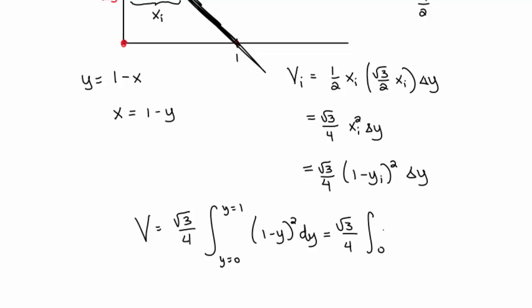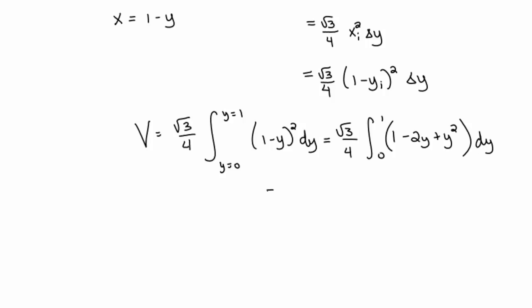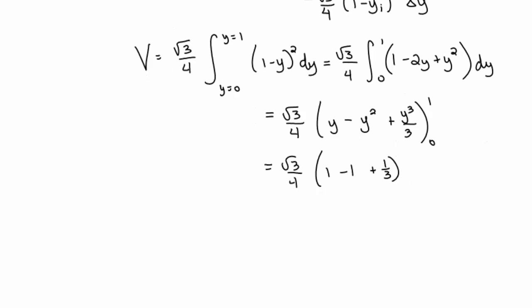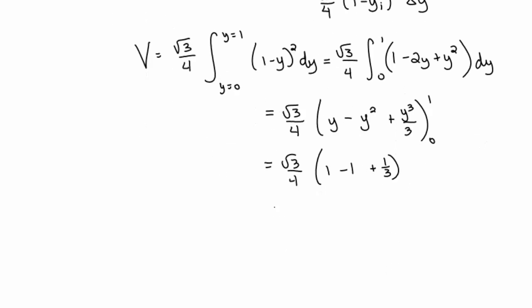I was going to run a little trick there, but I think I'll just go ahead and do it this way. Okay, from 0 to 1, and you can easily see this is going to be 1 minus 1 plus 1/3. This is actually very similar to, I think it was 52. So this is going to be root 3 over 12.